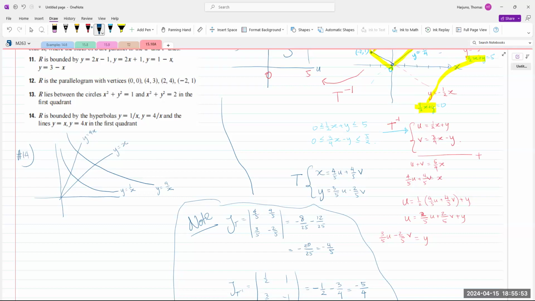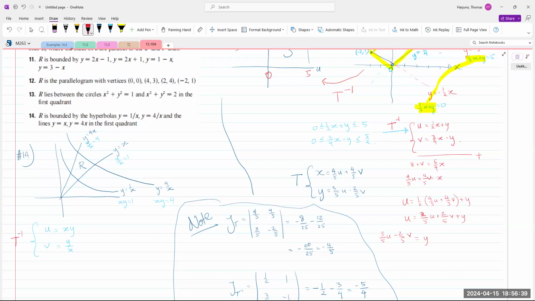Now, remember what we want to do. This is the R here. What we want to do is to find the u and v that bound this R using nice numbers. Notice that if I rewrite this, I get xy equals 1 and xy equals 4. Let's call our xy now our u. And here y over x equals 1, y over x equals 4. So let's call y over x our v. Now this is our T inverse.